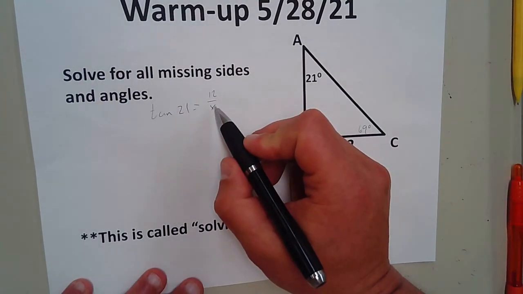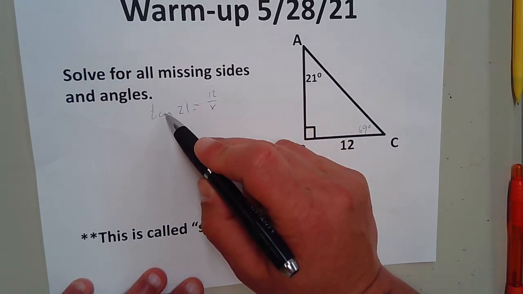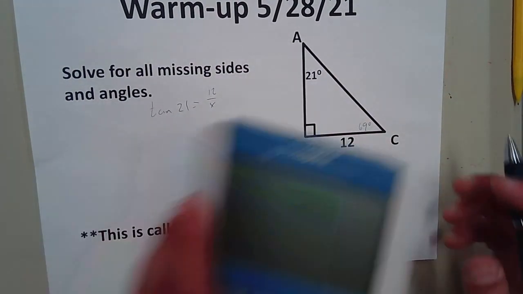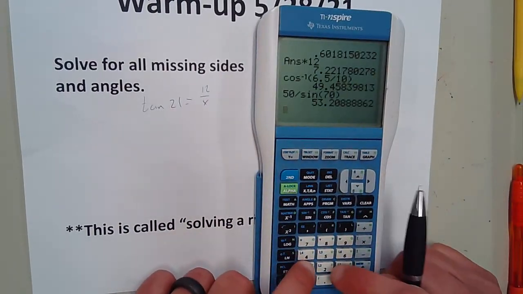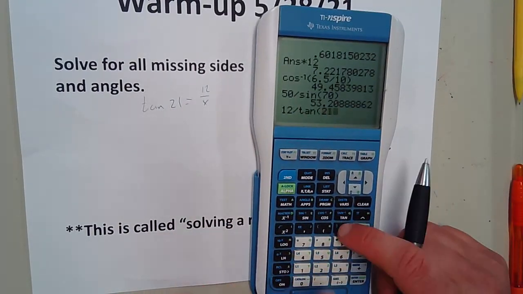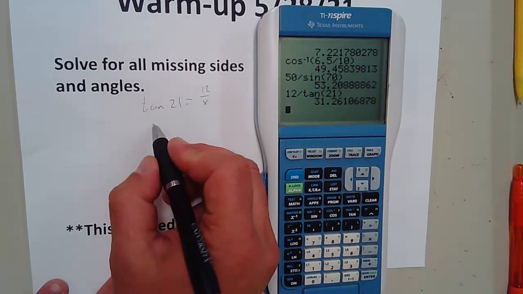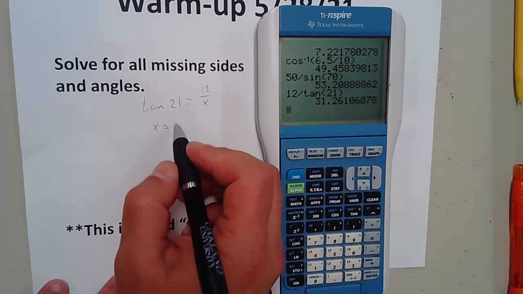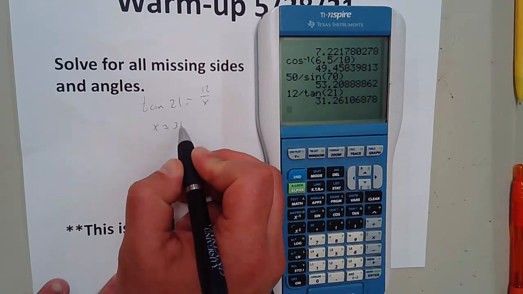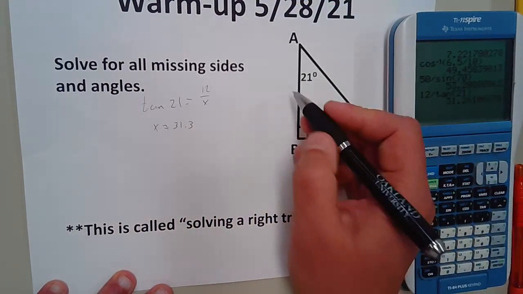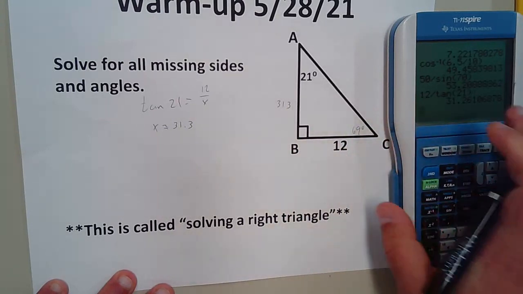All right, in order to solve this, I would multiply my x over, and I would divide by this tangent 21. So what I like to just type in my calculator, all in one motion here, is 12 divided by tangent 21. And so I get that x is about, let's go just one decimal place, so let's say 31.3. Okay, so now I know this side.